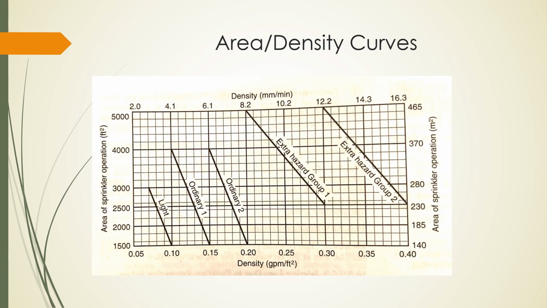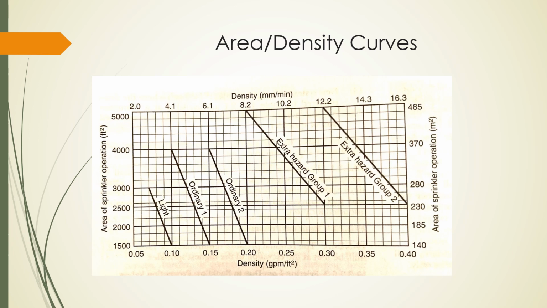My apologies for the distortion to the graph there. Those should all be straight and not distorted like they are. In any case, these are the area density curves, kind of the basis for design for hydraulic systems when we're looking at occupancies. As we discussed, there are the light, two ordinaries, and two extra hazard designs.